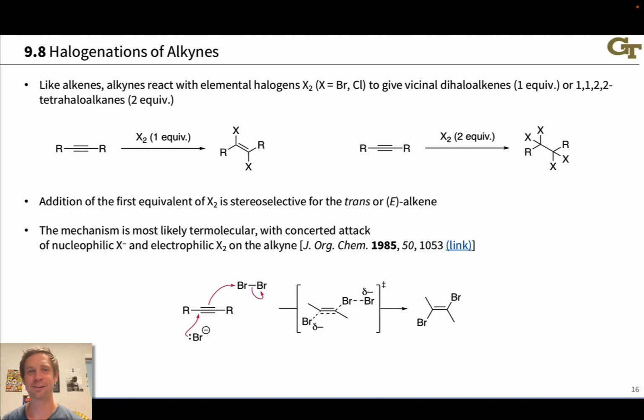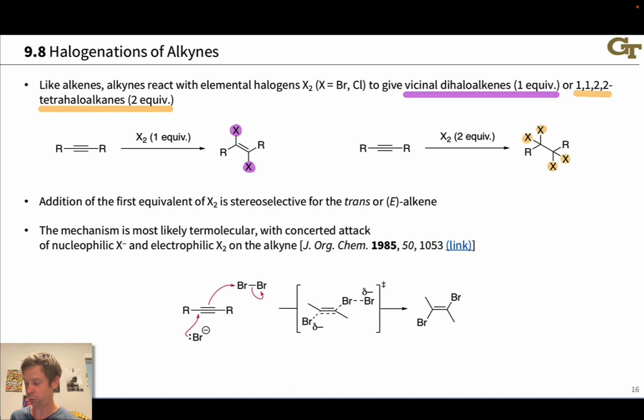In their reactions with halogens, alkynes behave highly analogously to alkenes. They react with the elemental halogens to give products of anti-addition to the 2 carbons of the alkyne. If we use one equivalent, we get vicinal dihaloalkenes. You can see that here with 1 halogen added to each of the carbons of the alkyne. And if we use 2 equivalents or more of the halogen, we can end up with tetrahaloalkenes.